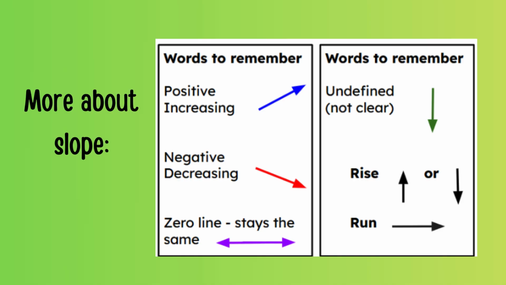Sometimes your line may be undefined or not clear. Now in this situation, you would have a graph with points plotted on the graph, and perhaps the points don't make a straight line. This would show that it's undefined slope. You'll hear the words rise or run also when you're figuring out the slope of a line. Again, talk to your math teacher more about what these words will mean as you figure out the problem.